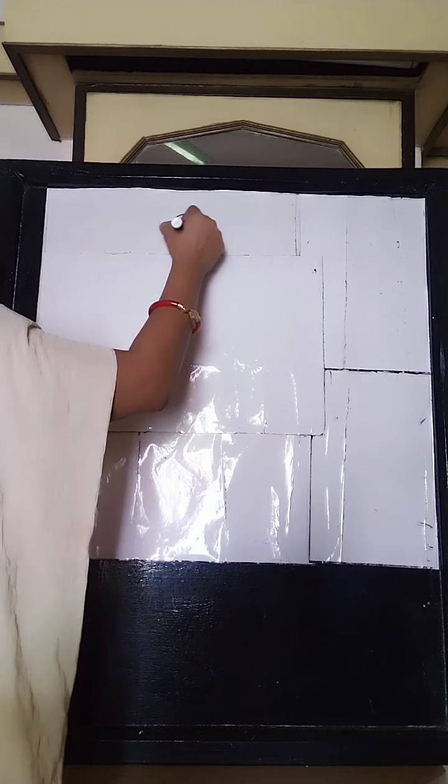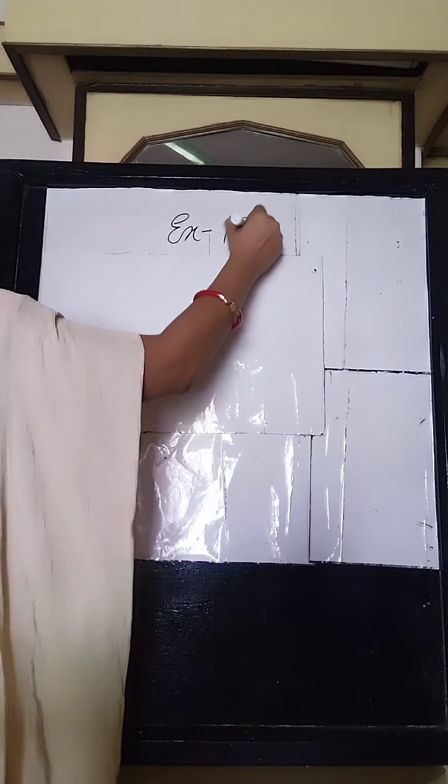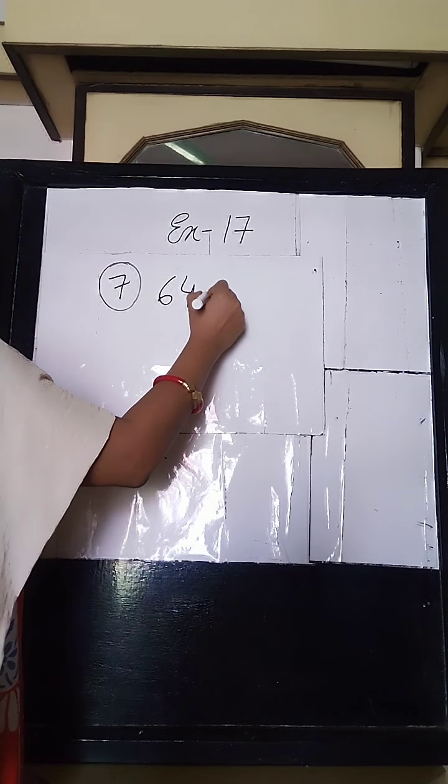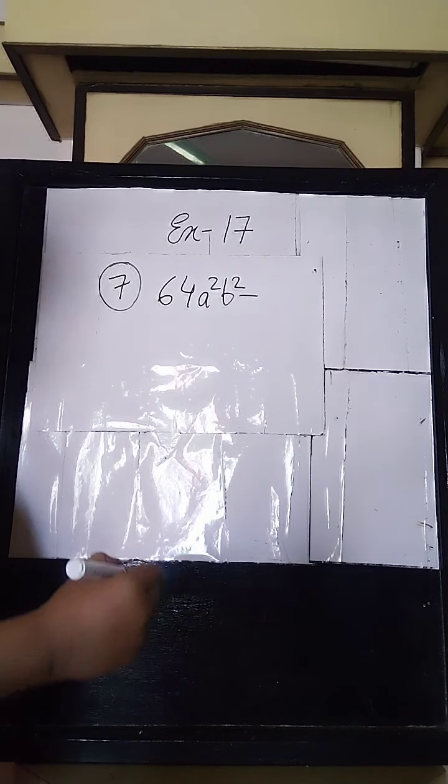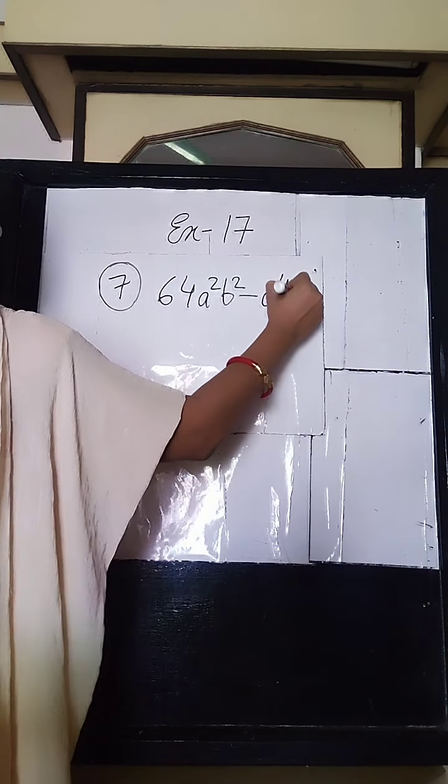Last day we have done up till sum number 6. So today we will start from sum number 7. We will start solving from sum number 7. In sum number 7 it is given that 64 a square b square minus a to the power 4 b to the power 4.